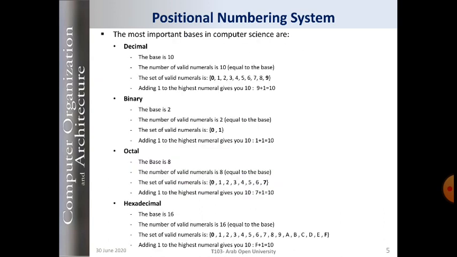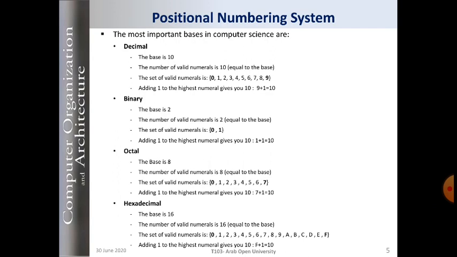The most important bases in computer science are, first, the decimal, sometimes called the denary. It has a base of 10. The number of valid numerals is 10, which is equal to the base. The set of valid numerals is 0, 1, 2, up to 9, so we have 10 digits. Adding 1 to the highest numeral gives 10, which is 9 plus 1 equals 10 in decimal.